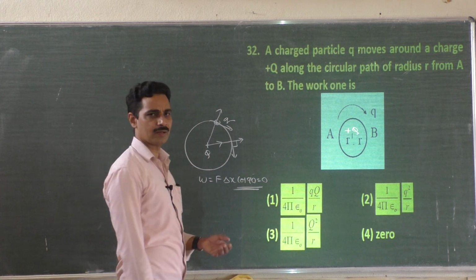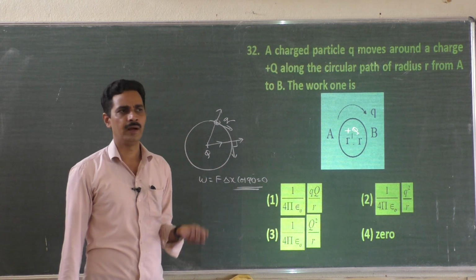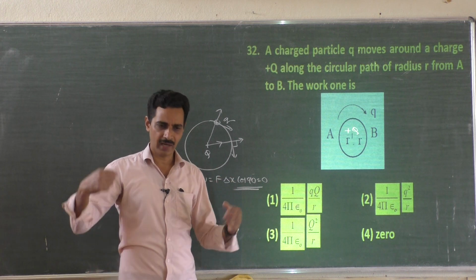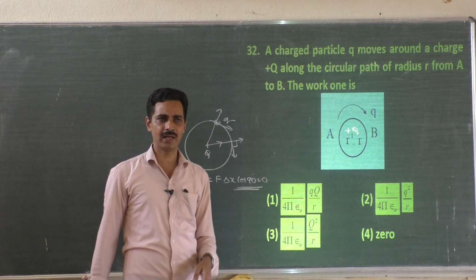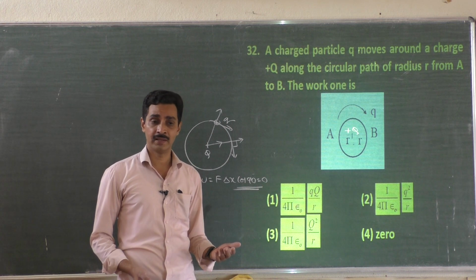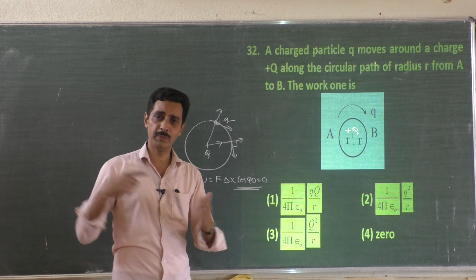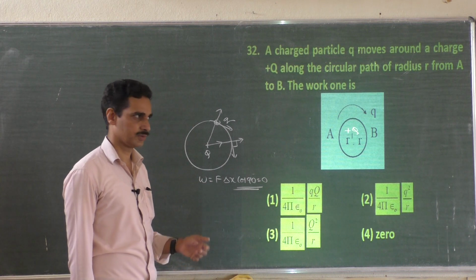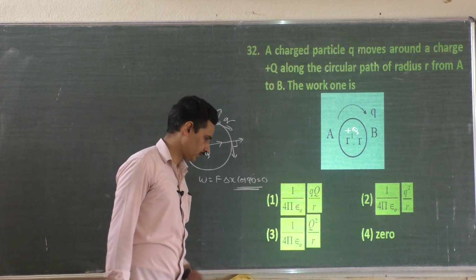So work done in circular path, whatever be the force, whether it is due to gravitational force, a satellite revolving around the earth, whether it is an electron revolving around the nucleus, in a circular path, centripetal force is always normal to the displacement. Work done by a centripetal force is 0. So option is 4th one.